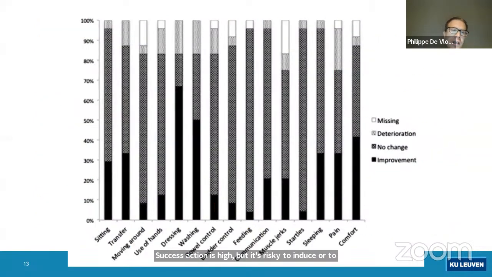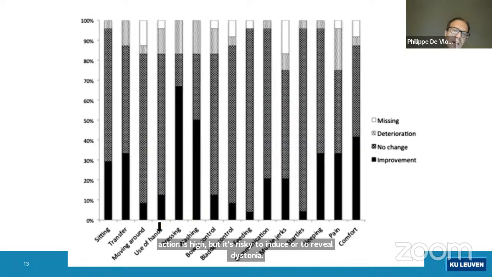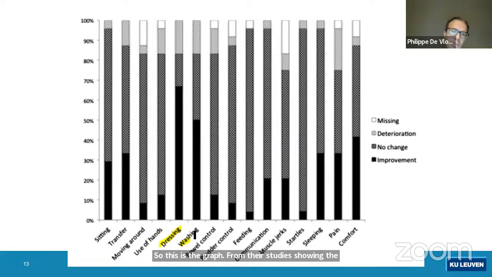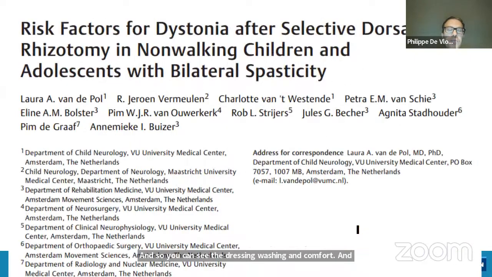And so this is the graph from their study showing the different domains, where you can see that especially in dressing and washing, there is an improvement after SDR surgery. And so that's the aim of SDR surgery in this group, and we don't do it to allow them to walk, and these children will remain non-ambulatory, of course, but you improve nursing, and you improve the ease of care and the comfort, and that's why we do it. And so you can see that dressing, washing, and comfort seem to improve after SDR surgery.